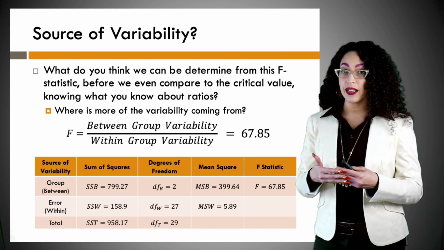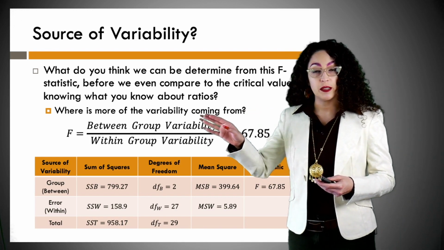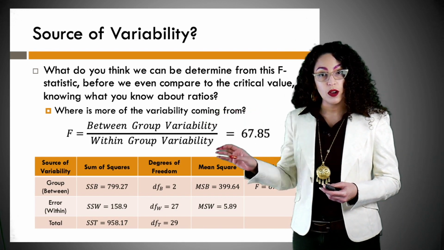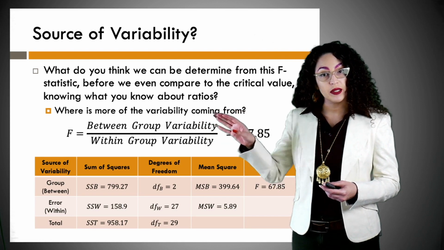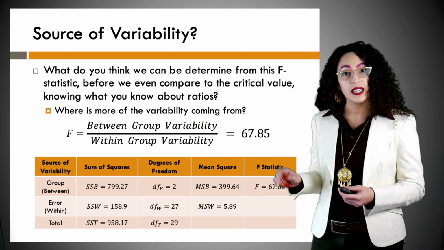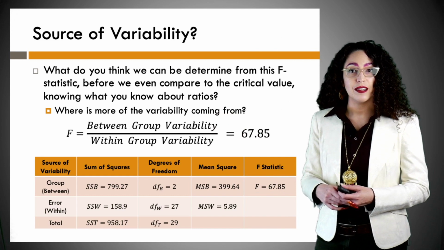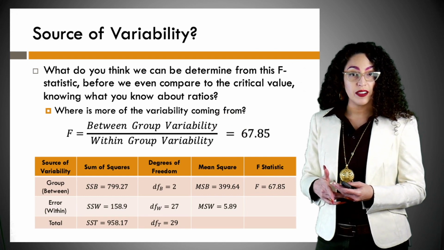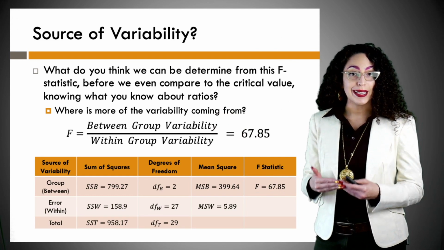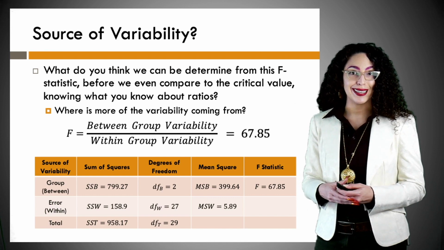So let's look again at what an F-test is doing. It's comparing the between group variability over the within group variability. We're taking the ratio of that and we end up with 67.85. So where is more of that variability coming from? Between the groups. This is exciting as a researcher.